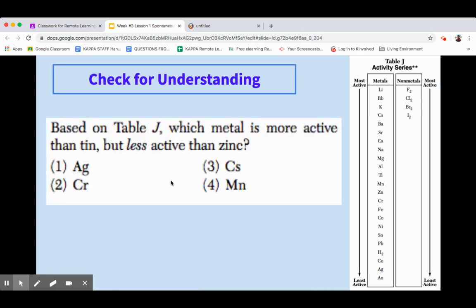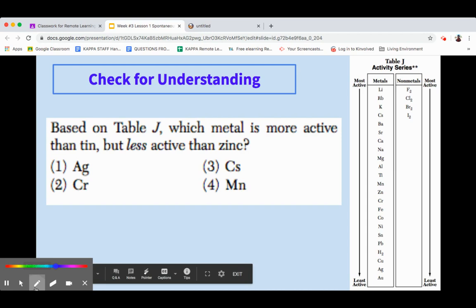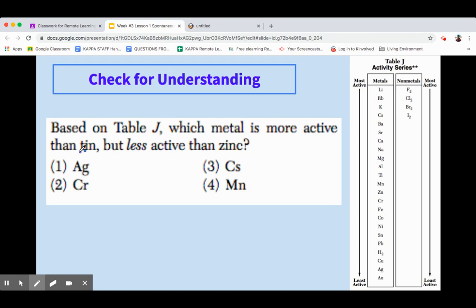Okay, based on table J, which metal is more active than tin but less active than zinc? So you just got to look at the chart. We'll identify tin and zinc. The abbreviation for tin is actually Sn. So here's tin. And for zinc, it's Zn. So looking for zinc, here it is. Which metal is more active than tin and less active than zinc? So we're finding a metal that's between these two elements. And it's chromium, Cr.